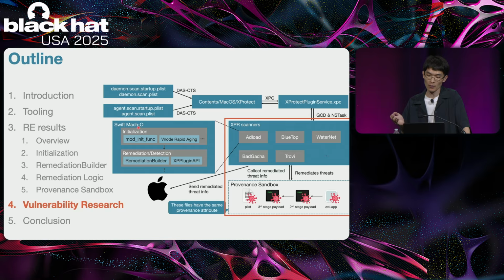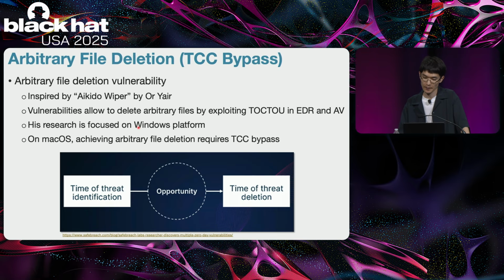Finally, I will talk about a bit of vulnerability research. I touched on the arbitrary file deletion vulnerability inspired by a time-of-check to time-of-use issue known as Aikido Viper, which was discovered in several EDR products. The idea is very simple. Trigger detection by EDR, then before the deletion occurs, swap the file with another target file. This allows the attacker to delete arbitrary files with admin privileges.